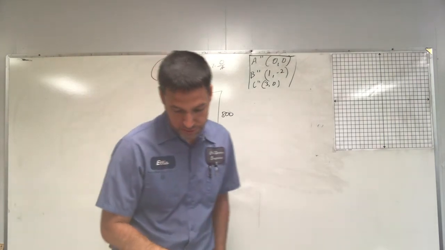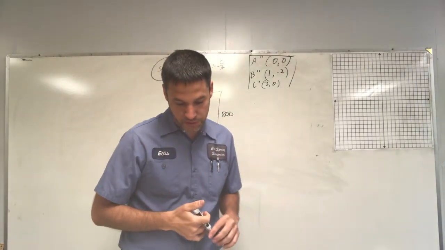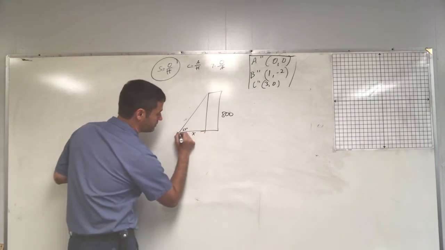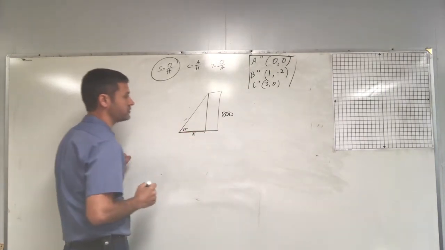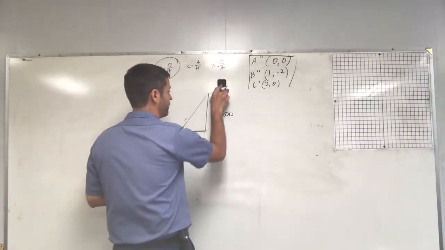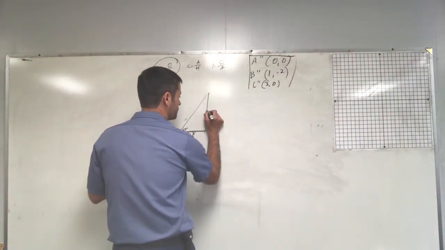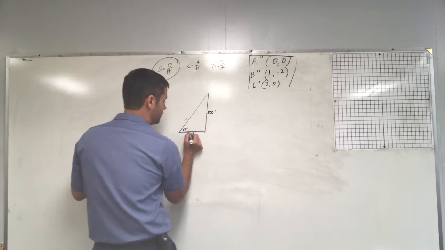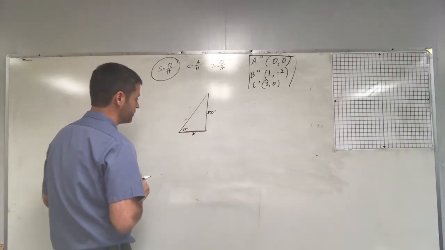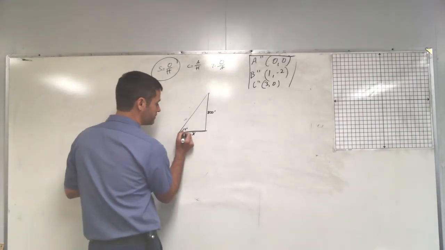And the question it asks is, how far away is he from the base of the building to the nearest foot? So you're concerned about this distance right here. You want to know this distance. So I'll erase this building just so it's simplified. So here's a triangle. We know this is 800 feet. And we don't know what this is, but we want to find out. This is labeled X, unknown.